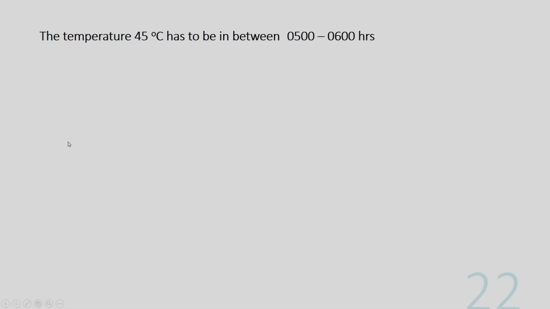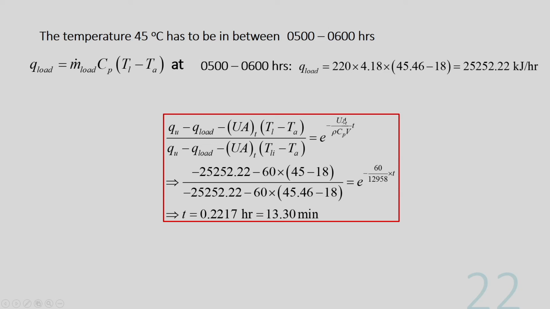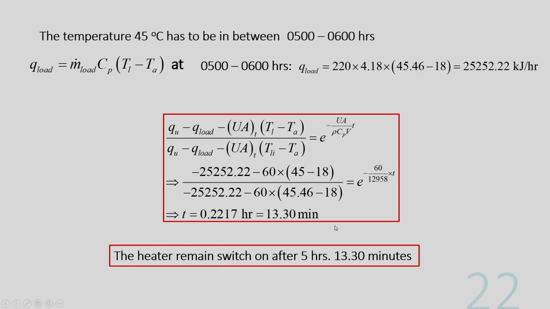Okay. So the temperature 45 degree has to be reached in between 5 to 6 hours, and we need to find out the Q load by using this expression between 5 to 6, and it is found to be about 25252.22 kilojoule per hour. Okay. So we can find out the time. Now all these values are known, because this is 45 TL, TLI is 45.46, previous values we need to consider, and then from that we can calculate the value of T, which is equal to 13.50. Okay. So this heater will be turned on after 5 hours 13.30 minutes.